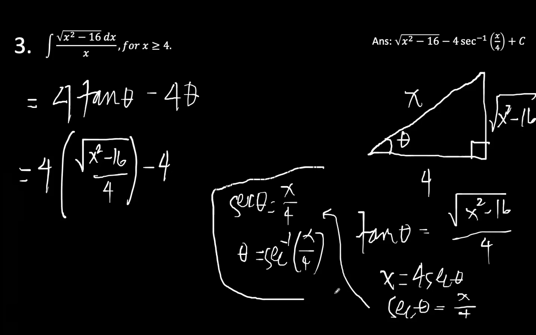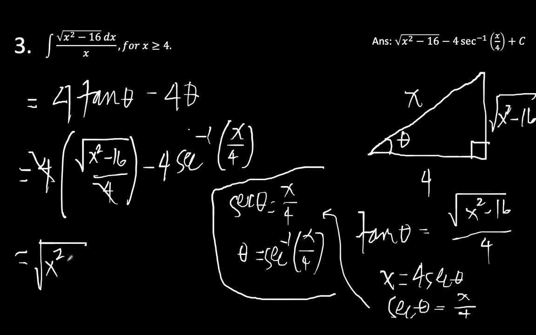Therefore, we can use this expression to substitute for theta here. So this becomes the inverse of secant of x over 4. Let's simplify. I can cancel this out. So this is equal to the square root of x squared minus 16 minus 4 times the inverse of secant of x over 4 plus the constant of integration. So our final answer is already expressed in terms of x: the square root of x squared minus 16 minus 4 times the inverse of secant of x over 4 plus C. This is our final answer.